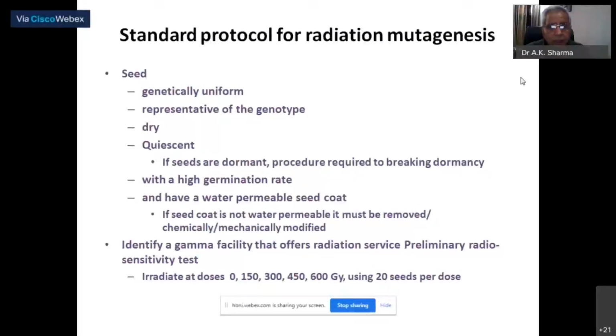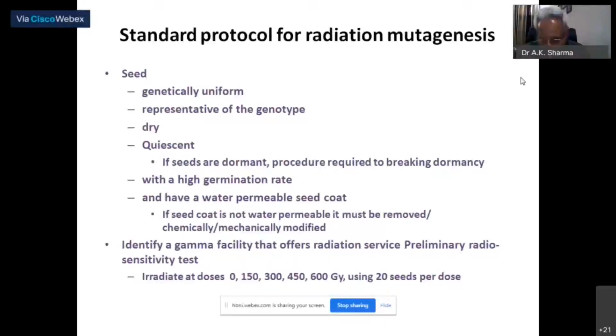It should be representative of the genotype, like you should know what kind of genotype it is, which the genetics and plant breeding people know, the kind of genotype that the seed has. It should be fairly dry, quiescent. Quiescent means they are dormant. If seeds are dormant, a procedure is required for breaking dormancy.